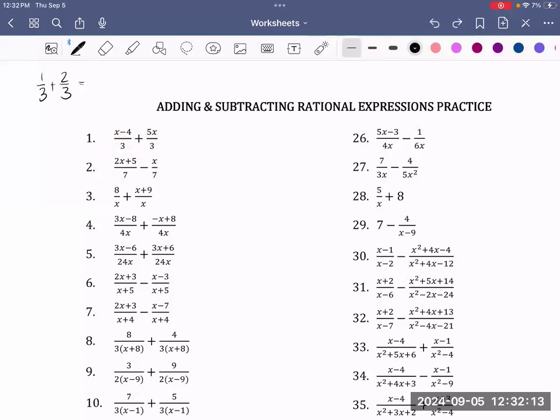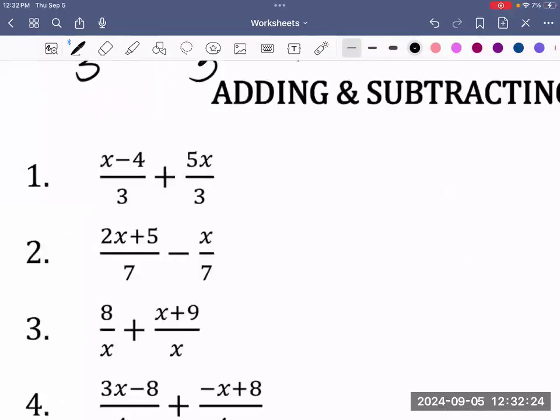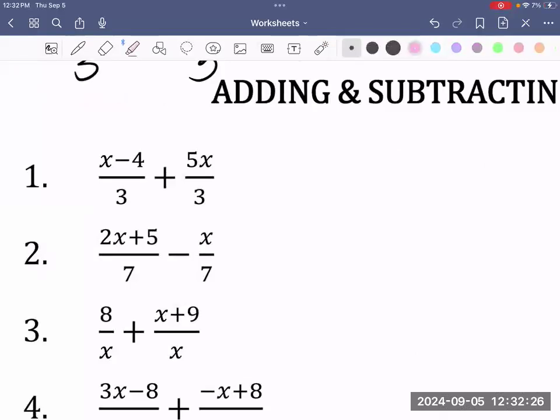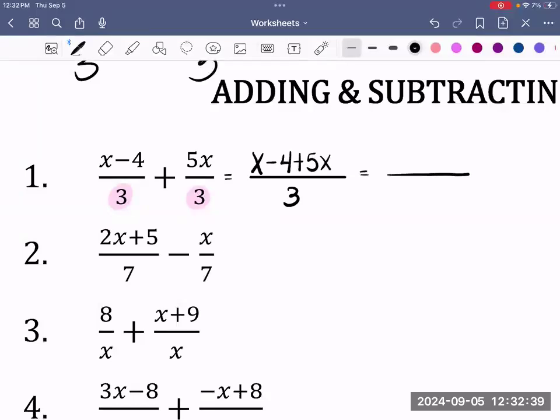We can really say this is 1 plus 2 over 3. Notice that the denominator stays the same. It's the numerator that's going to change, and then you simplify. So from our perspective, notice that your 3's match, which means we can write this under one denominator. We can go ahead and add your numerators together. So combining your like terms, x plus 5x makes 6x minus 4.